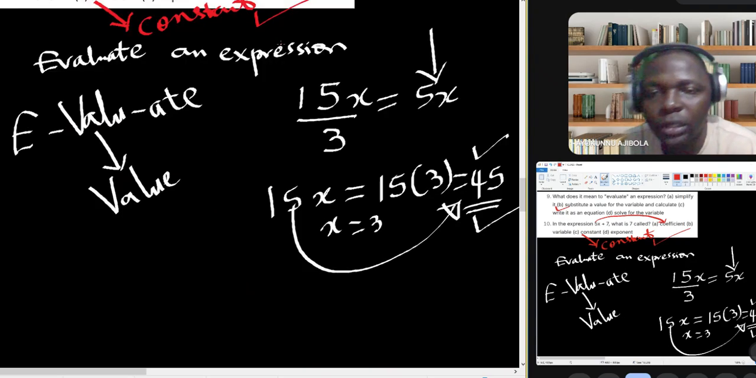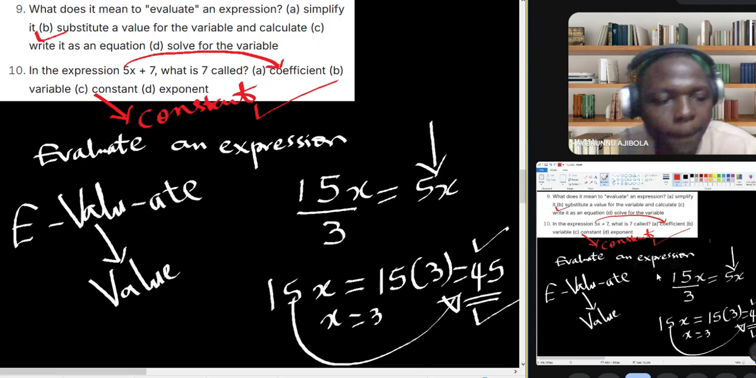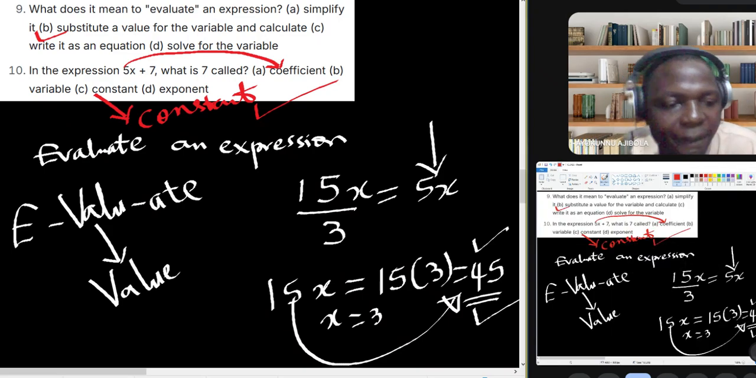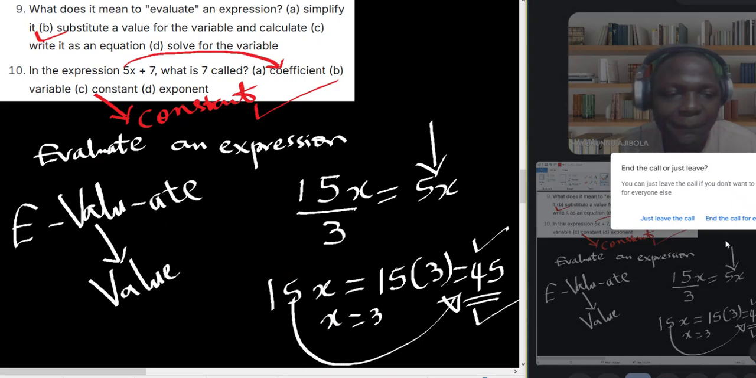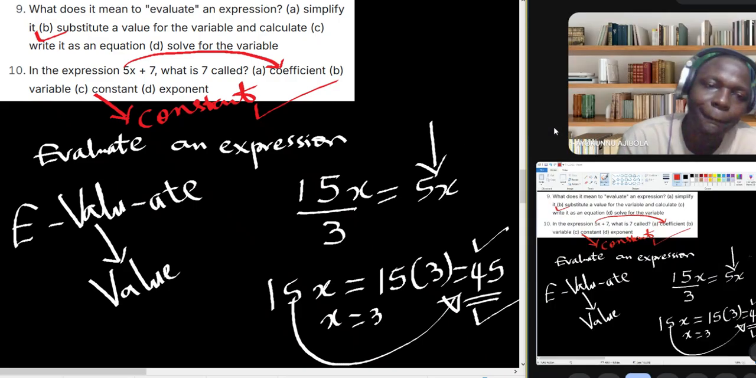Don't worry, I'm going to send this note to you and send you an assignment, okay? In 5x plus 7, 7 is the constant and 5 is the coefficient, okay?